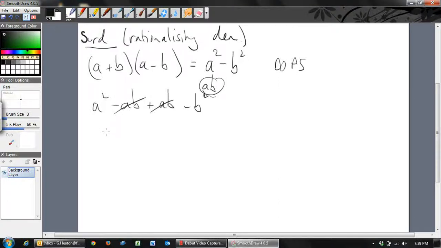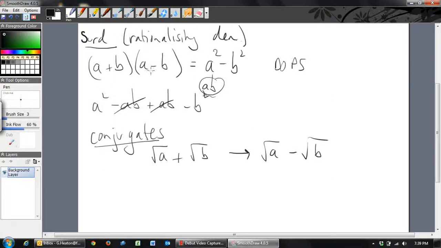And what we call these are conjugates. Okay, and so the conjugate of root a plus root b is root a minus root b. It's sort of the opposite. The conjugate of a plus b is a minus b. The conjugate of a minus b is a plus b. So I'll just write that down. Very similar here. The conjugate of root a minus root b is root a plus root b. So all it does is the sign changes between the a and the b. That's all the difference is with a conjugate.